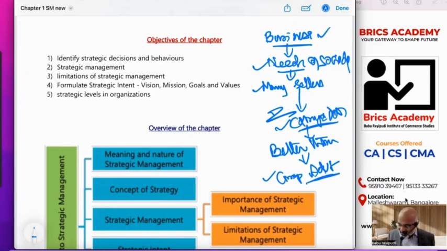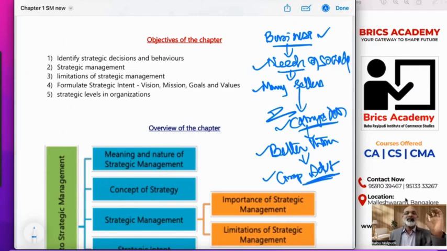When there is a competition, everybody will try to do business activities better than others. Business activity, let it be marketing, HR, finance, quality, quantity, transportation, packing, packaging, anything, whatever business activities you have, you will try to do them better than others. When you try to do business activities better than others, it is called achieving competitive advantage.